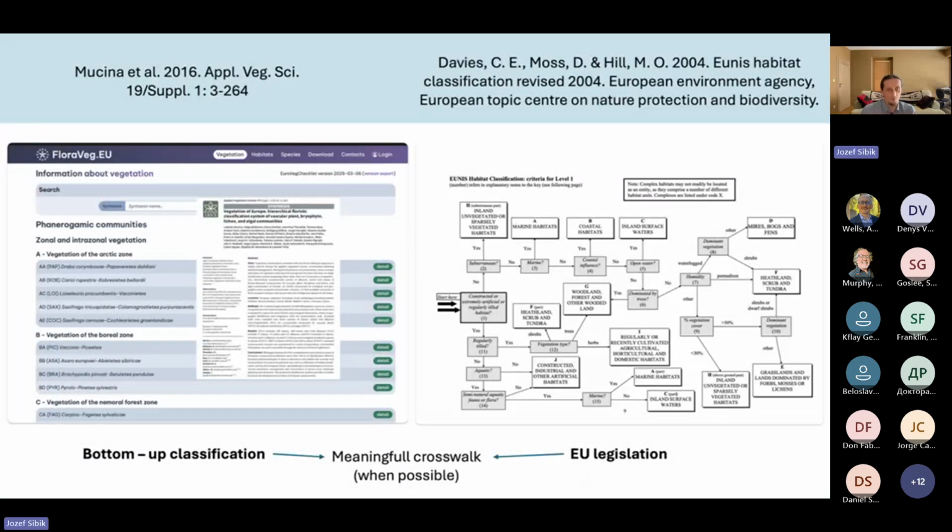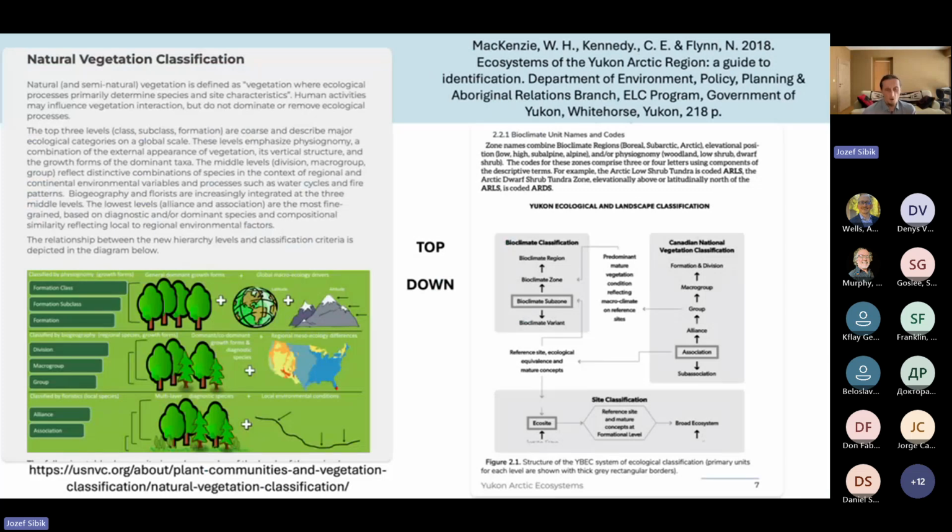government purposes. And when talking about vegetation classification in the US, it has to be mentioned that there is a widespread natural vegetation classification system that is different. We can look at them as a top-down system based on physiognomy or growth forms, then taking into account also some biogeographic features, and then also some floristic. So there is a hierarchical system consisting of classes, formations, divisions, macro groups, and also alliances and associations that are used in the Braun-Blanquet approach.